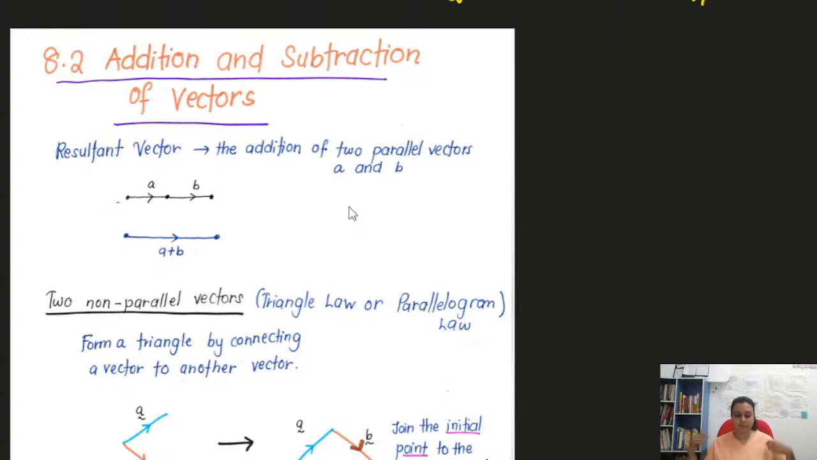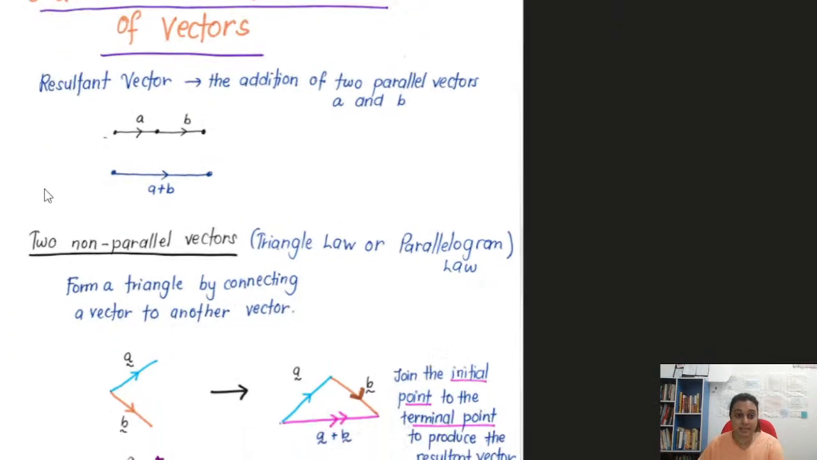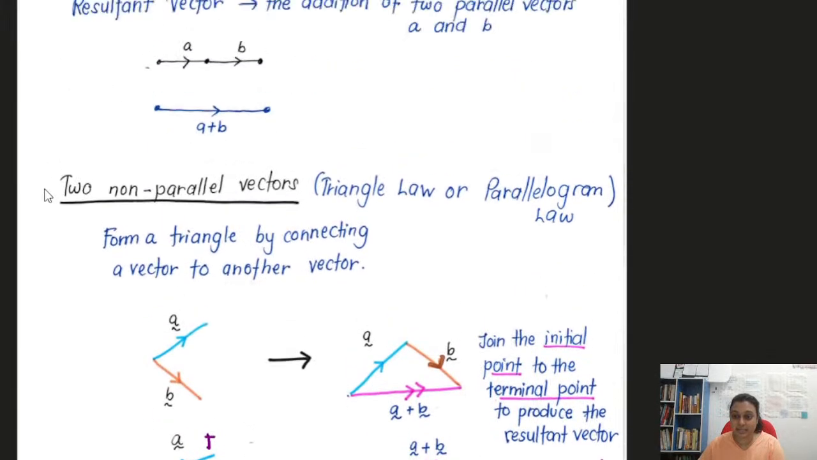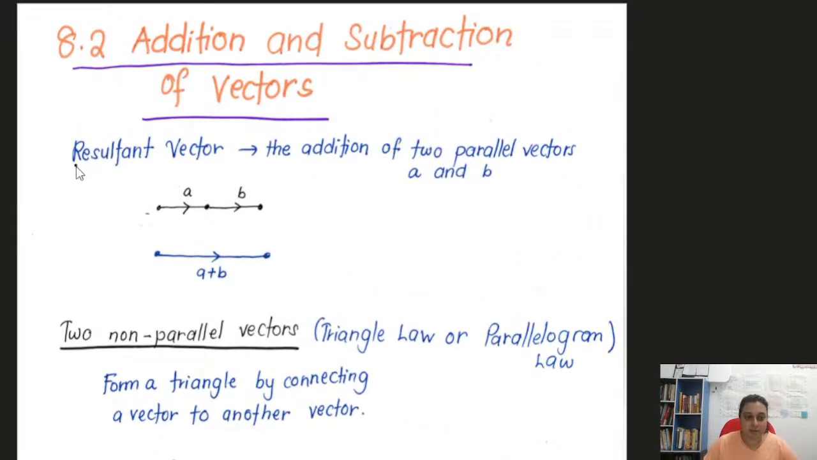Alright. Penambahan dan penolakan vektor. Okay, the first part here, this word, resultant vector. Okay, dalam bahasa Melayu, ni dipanggil sebagai vektor paduan. Paduan resultant. Okay, you see this word, a result, isn't it? Result. It is the result of adding two different vectors.